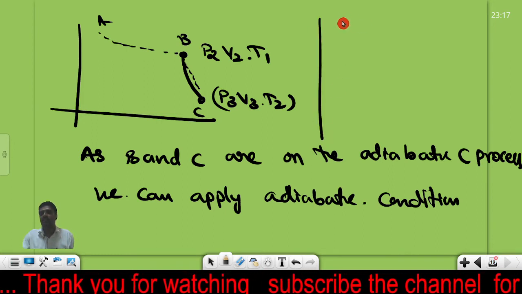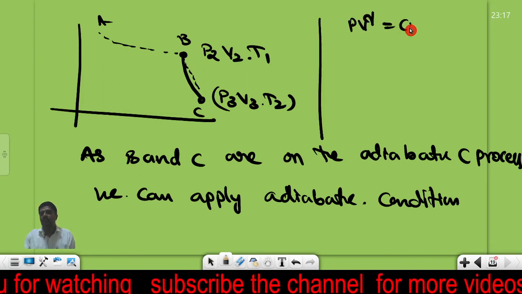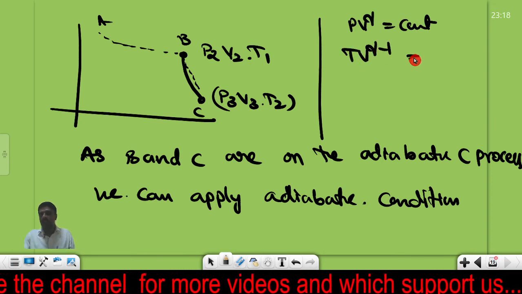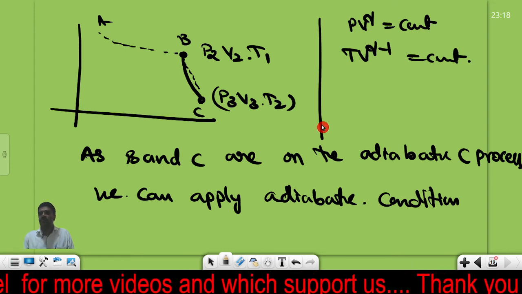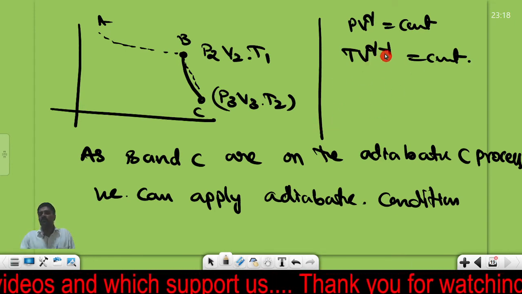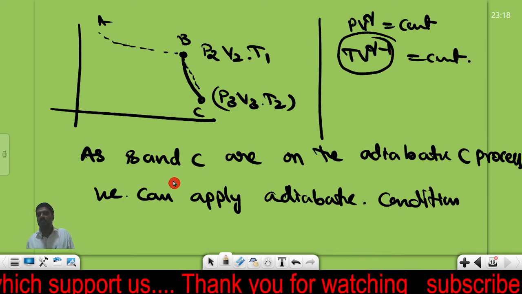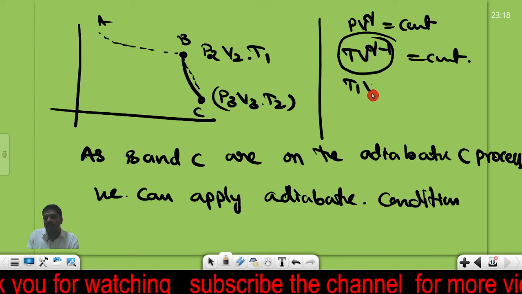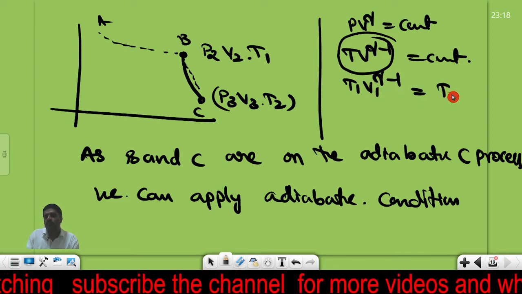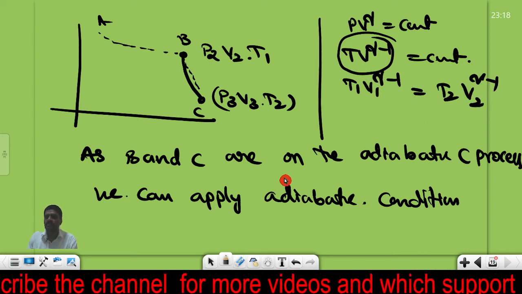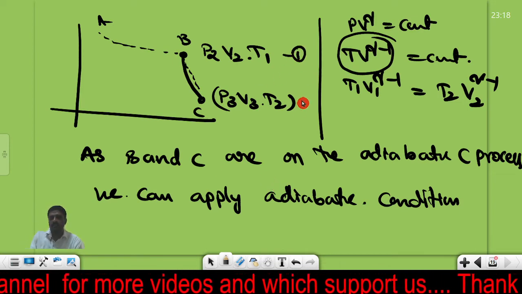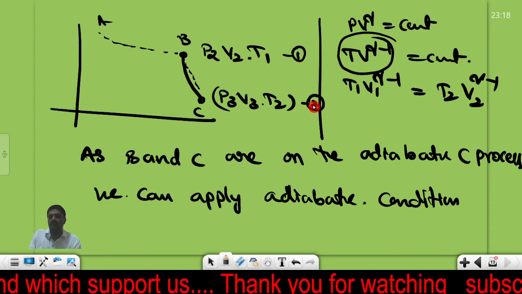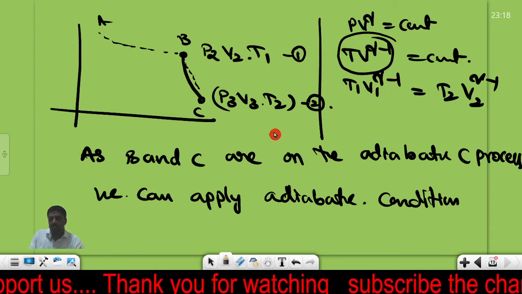Let me write the adiabatic conditions here. PV power gamma is equal to constant, the adiabatic condition is there. Now TV power gamma minus 1 is equal to a constant. So one more condition we can derive here. This is the condition I am taking. What does it mean? T1 V1 power gamma minus 1 is equal to T2 V2 power gamma minus 1. This is the formula. So here is the first, initial state, and this is the final state of the system. Now apply this condition here.